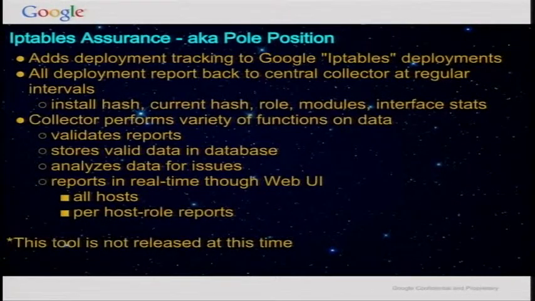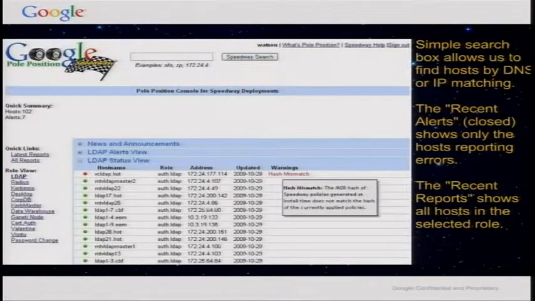Pole position was our IPtables thing I wrote over that Christmas weekend. It collects all these reports from the boxes that are running out there and gives us a nice interface so that I can say, if you're running IPtables and you're running as an LDAP server, let me display all the LDAP servers we know about at Google and flag a warning for any of them that, for example, has a hash mismatch. A hash mismatch means this is the IPtables policy I know should be applied, and the one that's currently applied generates a different hash, so something's wrong.